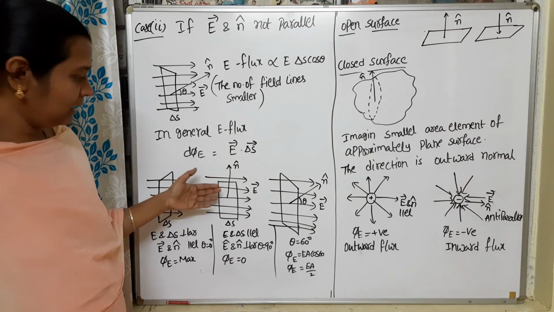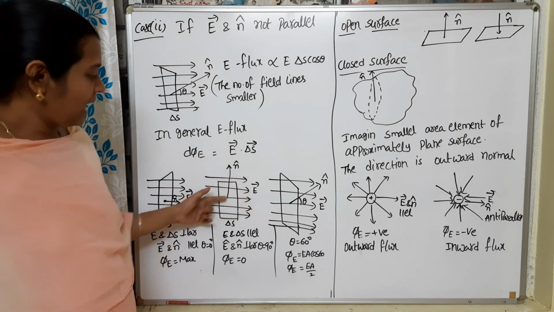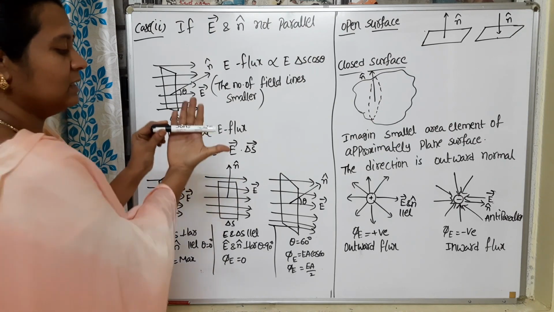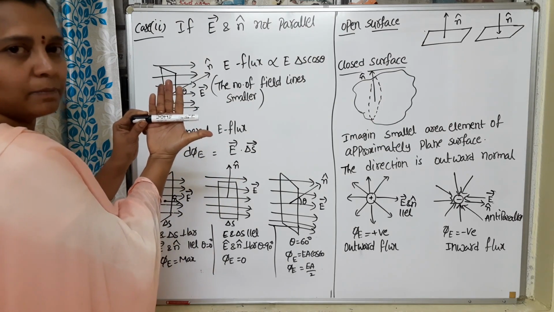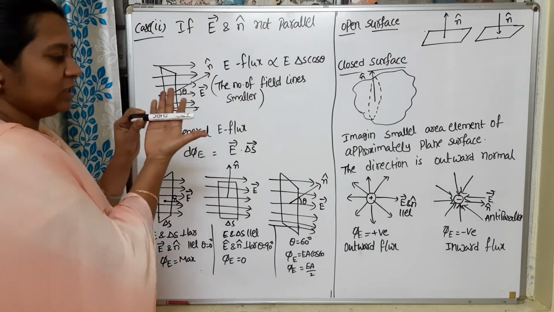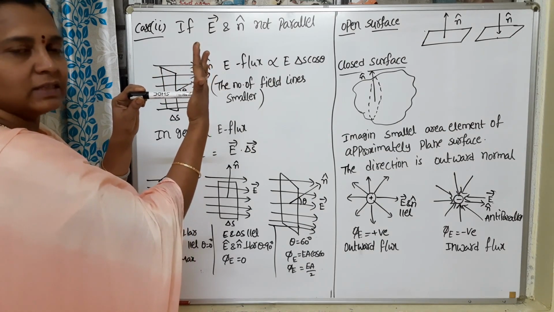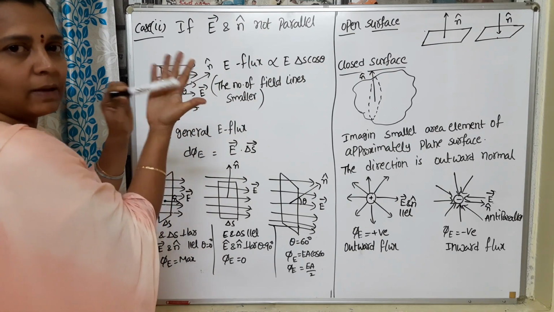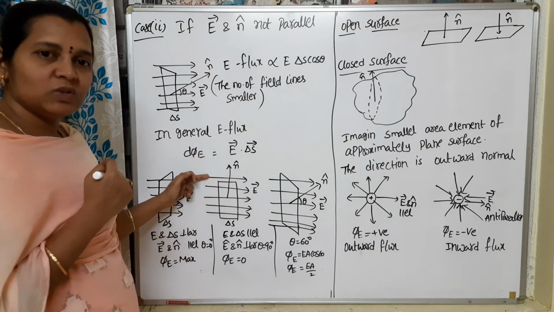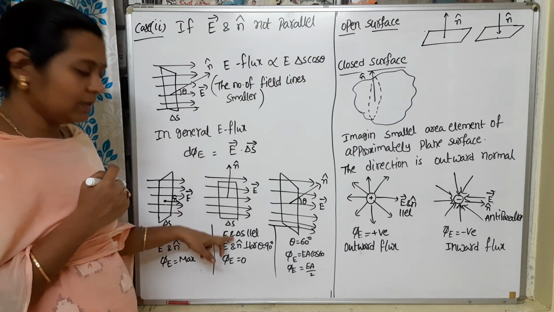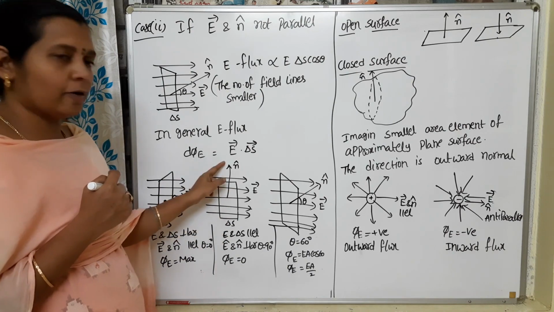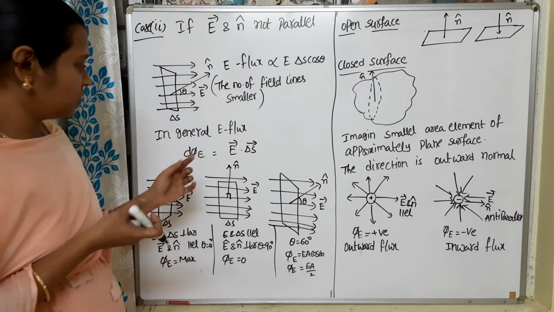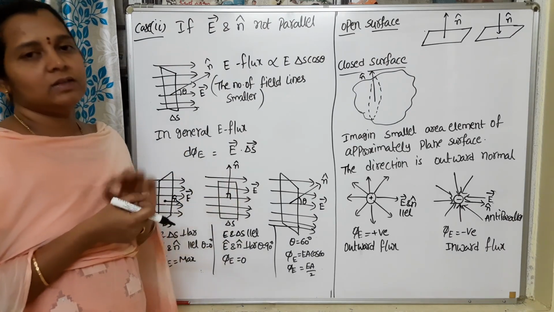In the second case, here E bar, the electric field, and the surface element are both parallel. So if the electric field is like this, the surface is also like this. It means that there are no lines passing through the surface. In the first case, the maximum lines are passing through the surface. But in this case, the electric field and the surface element are parallel to each other. So the lines which are passing through this area element will become 0. Why? Because the normal drawn to the area element and the electric field, their angle is 90. So if theta is 90, the flux will become 0.